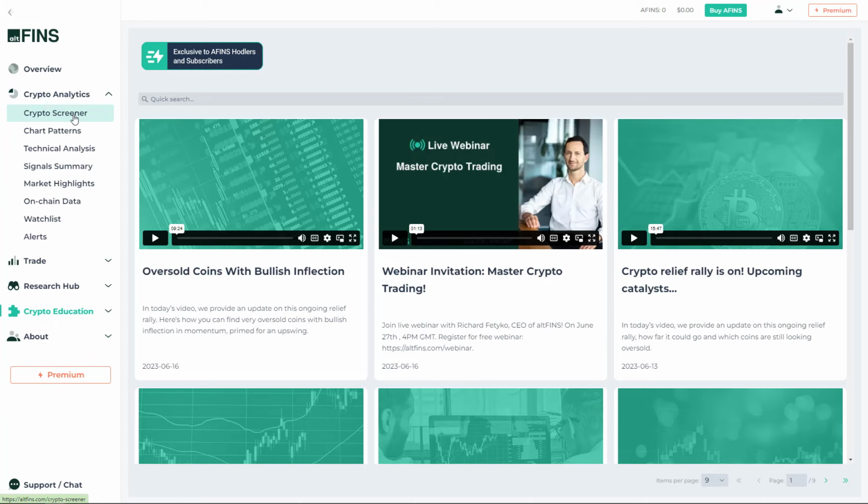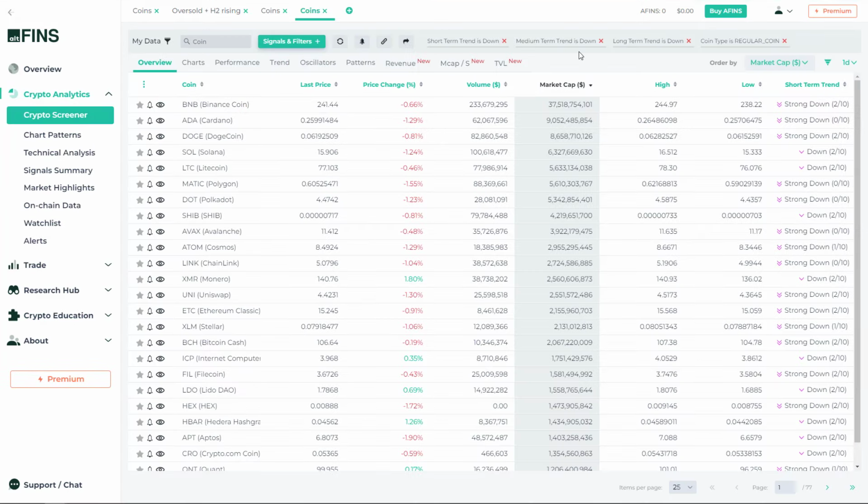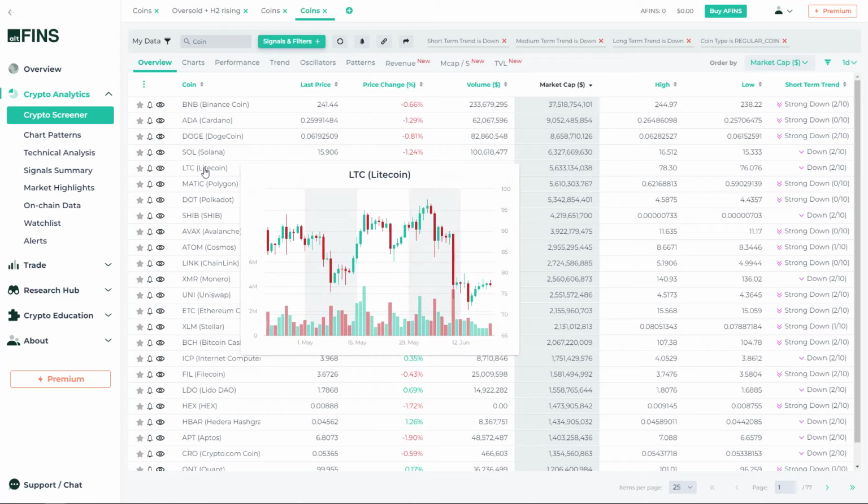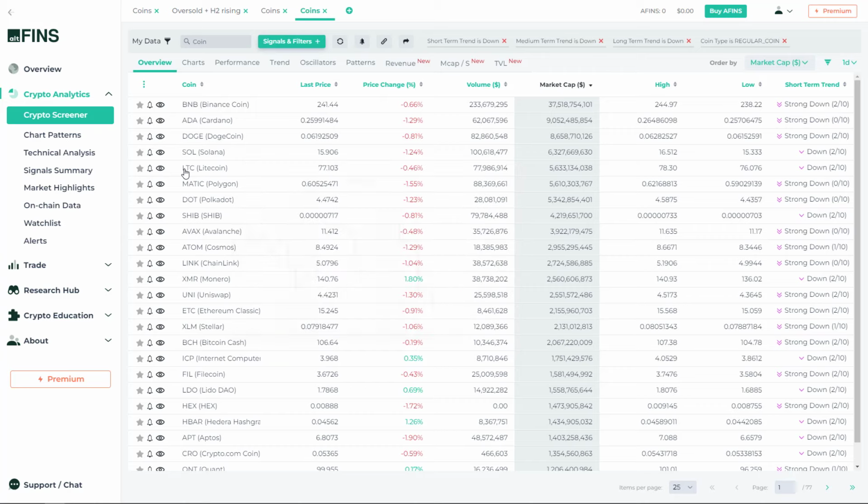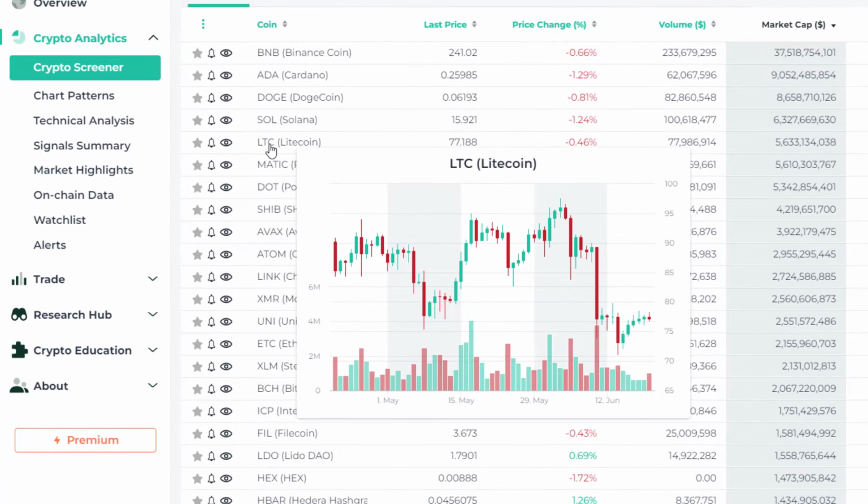Let's go back to the crypto screener. So even among these coins that are in a downtrend overall, if we look at coins like Litecoin, for example, it's bounced up, as you can see, in the last 7 days from the lows. It's up from 70 to now closer to 80, so about a 10% gain.